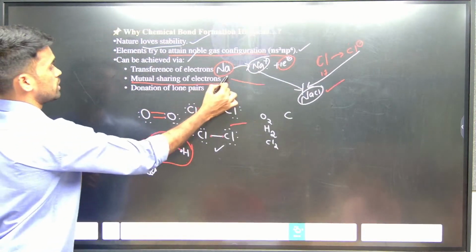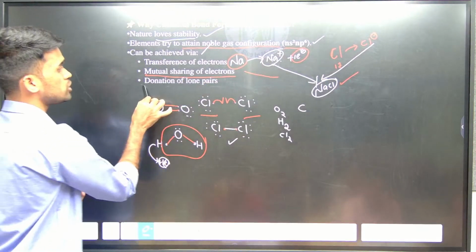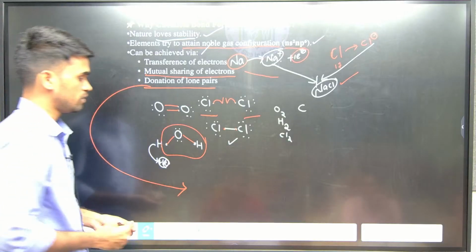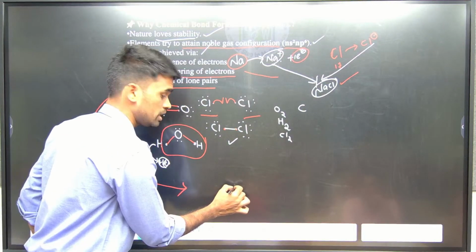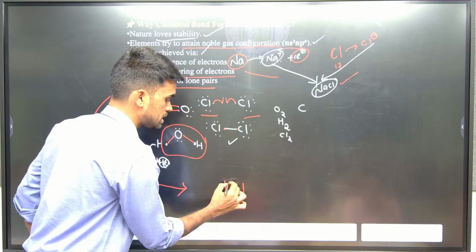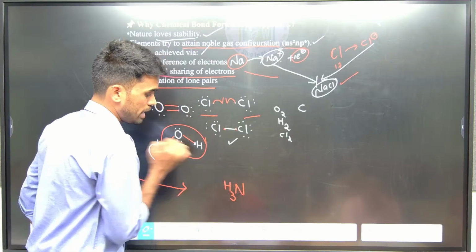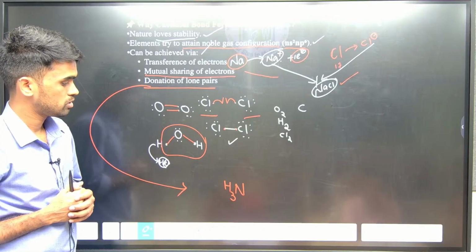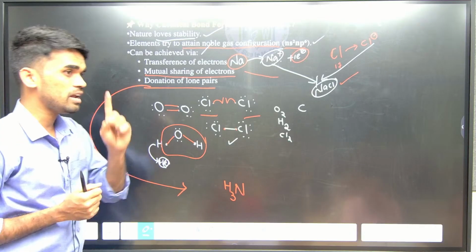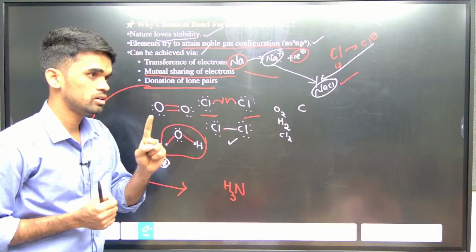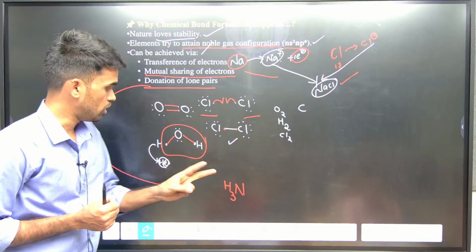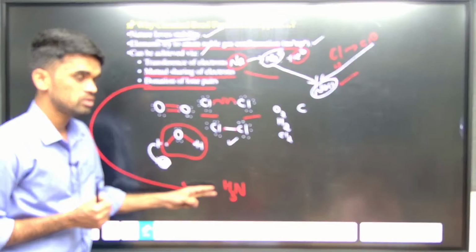Mutual sharing is over. Next one, donation of lone pair. See, there are some molecules, for example ammonia. How do you write it? NH3. If you write only like this, how many electrons are there, tell me? One hydrogen can make only one bond. One bond contains how many electrons? Now tell me, how many bonds are there? 3 bonds means 6 electrons.